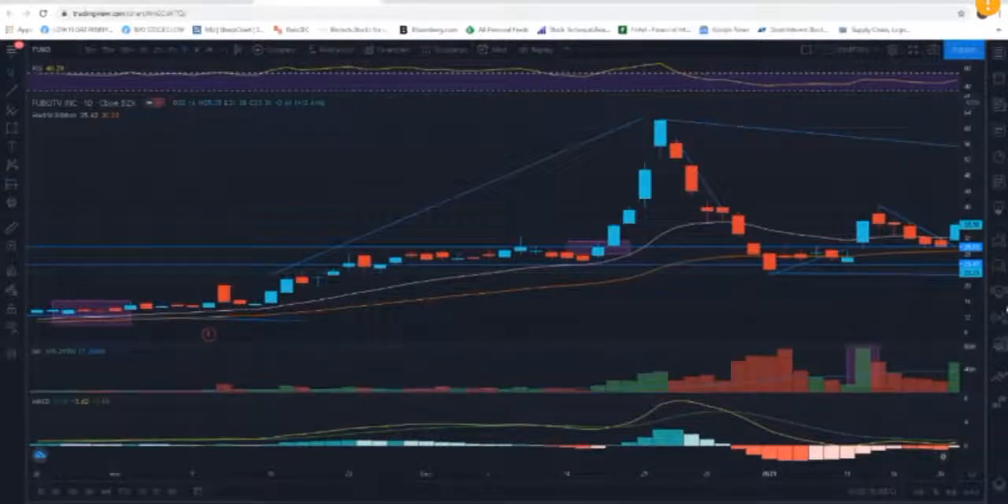Here's the key for you. You don't buy rips, you buy the dips. Right here, we had a rip on these 2 days. This is a rip. You don't buy rips, you buy dips. You buy on weakness.